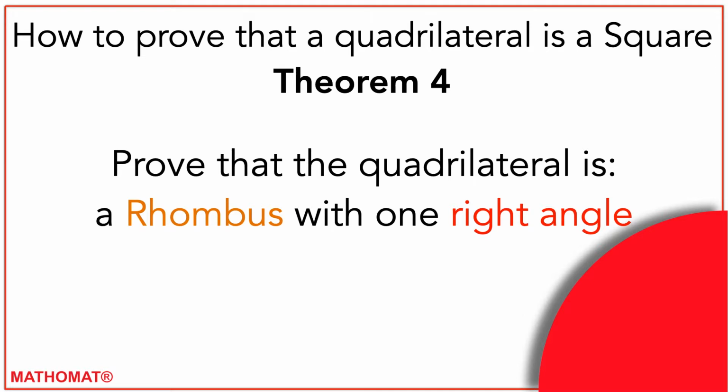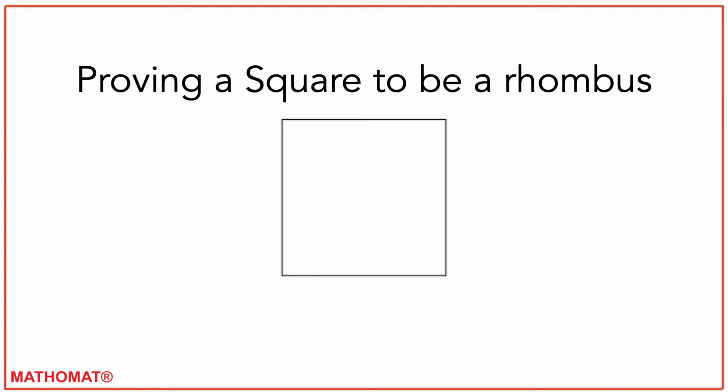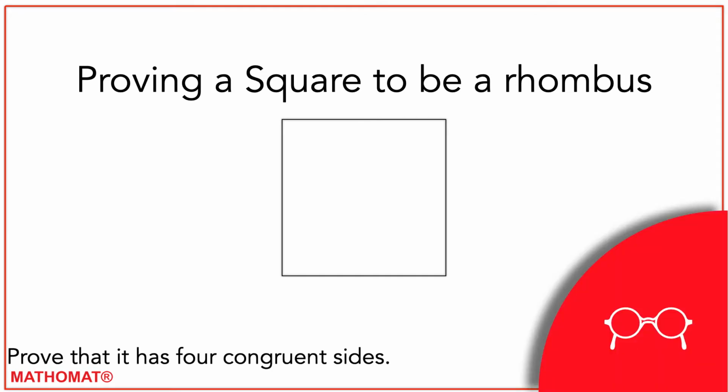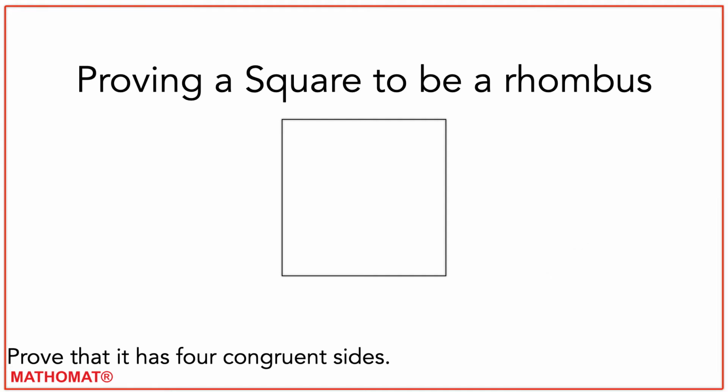In Theorem 4, we need to prove that the quadrilateral is, first of all, a rhombus and that it has one right angle. To prove a square to be a rhombus, we need to prove that it has 4 congruent sides. This is not the only proof. We will discuss rhombi in a later session.